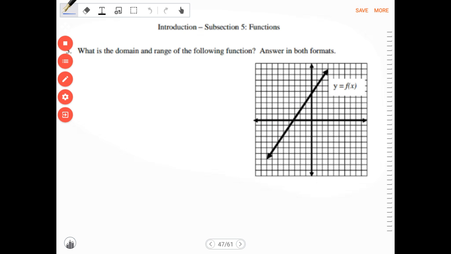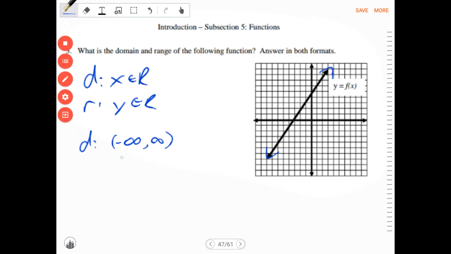Moving on to example 3. The domain and range of this one. Hey, this one's pretty straightforward because look, it's a line and it goes on forever, so oh yay. The domain, x is an element of the reals, the range, y is an element of the reals. Awesome. In interval notation, that is -infinity to +infinity, and the same for the range. This is by far the most likely that we have. Okay, so that's that one.